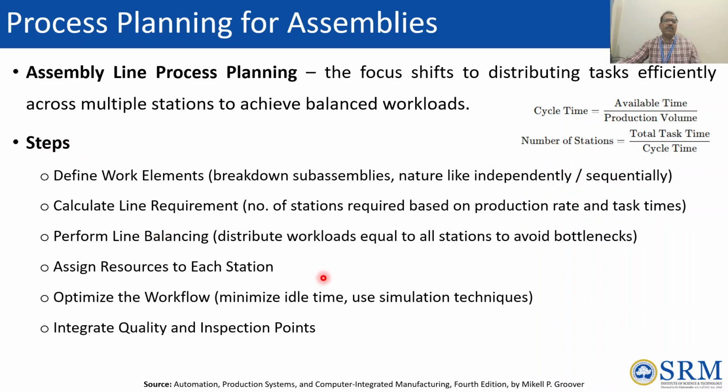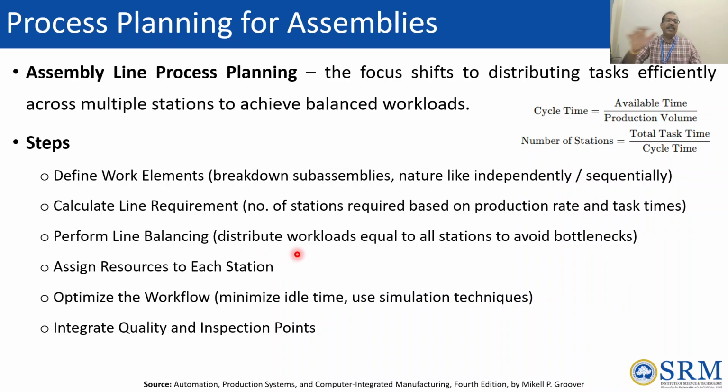So what are the steps involved? Define work elements. We need to break down the sub-assemblies. If it is a huge assembly, consider an engine, the engine has n number of components, right? So we need to break it down into small assemblies. Then whether it is an independent or a sequential operation, because in a sequential operation, only after this can we perform the other assembly, so that sequence we should have. Then calculate line requirement. How many lines are required? The number of stations required is based on the production rate and task time. How can we calculate it? Total task time divided by cycle time.